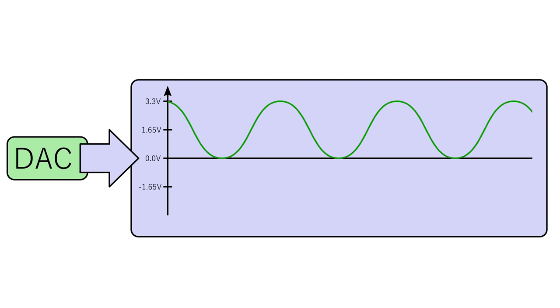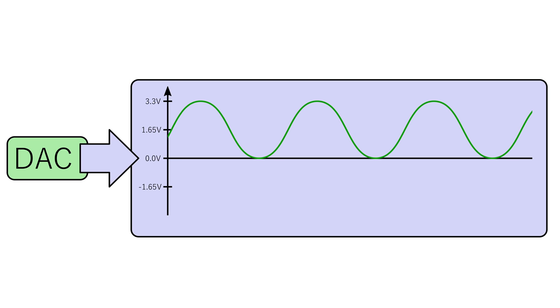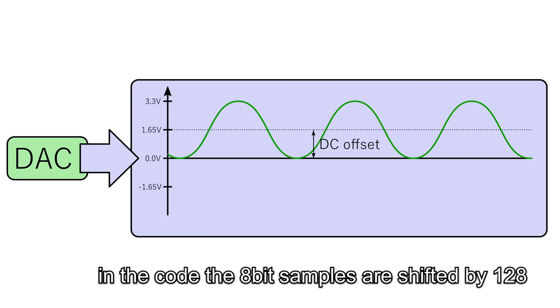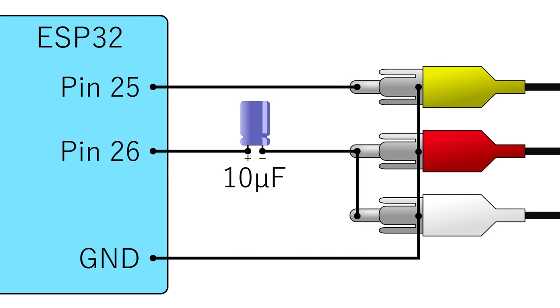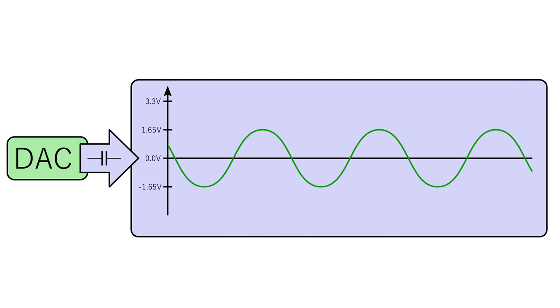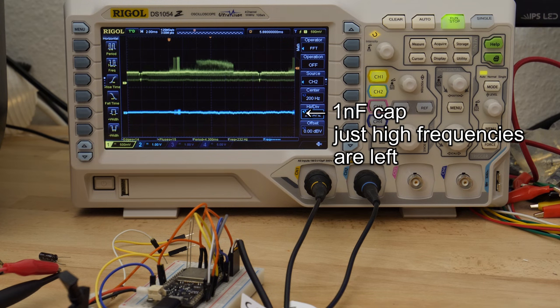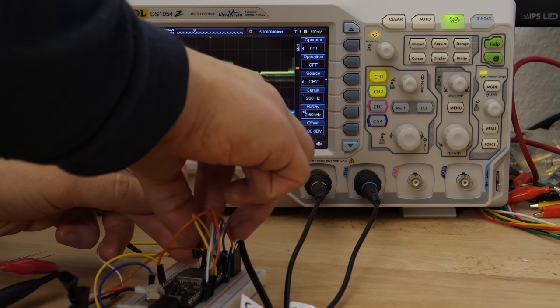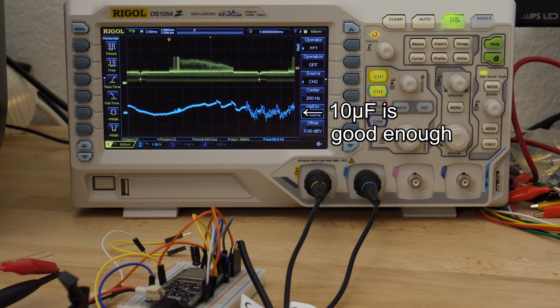But the signal we generate is a DC signal and the samples are shifted by half the range. Since audio is based on AC, we might want to remove the DC offset using a capacitor in series. The cap has the disadvantage that it filters low frequencies. Using higher capacities, more bass is preserved. 10 microfarads works for me.